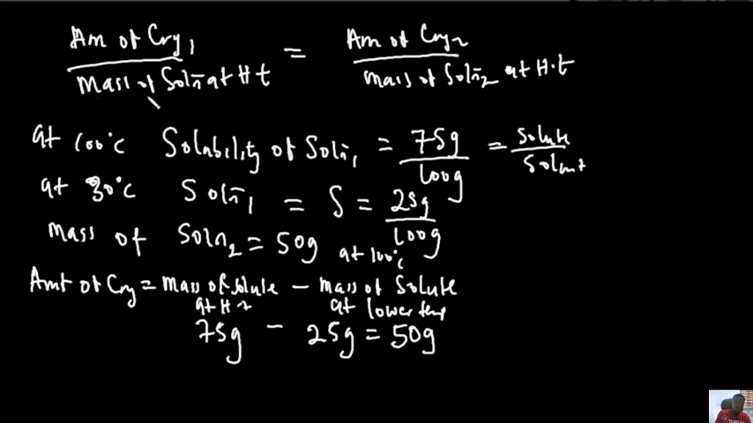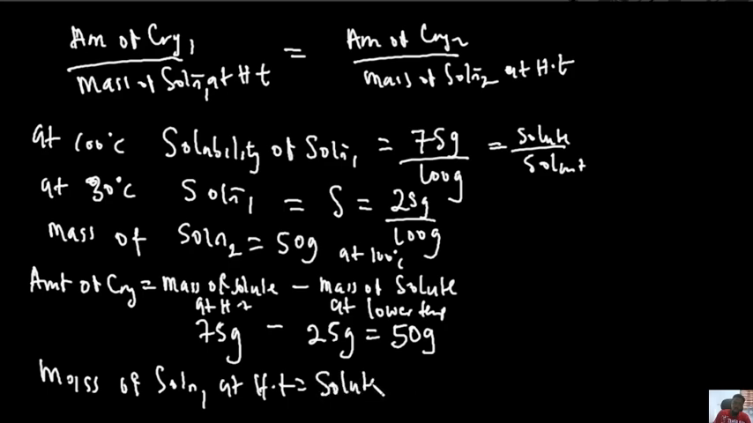Okay, what else do we need? Mass of solution 1 at higher temperature. So what do we do to get the mass of solution 1? Mass of solution 1 at higher temperature is simply solute plus solvent at higher temperature. So at higher temperature, the solute is 75 gram while the solvent is 100 gram, and that is equal to 175 gram. Okay, so we've gotten that.